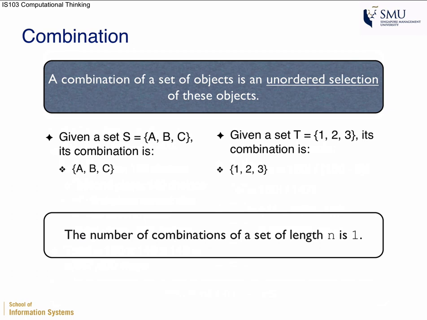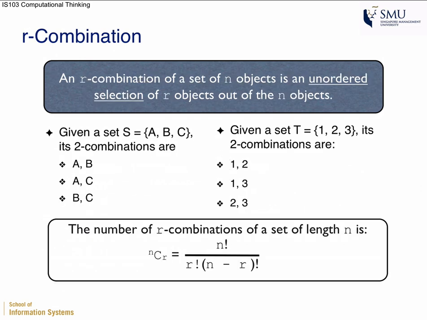Now, ABC or BAC or CAB, these are all considered the same combination because we don't particularly care about the sequence. In that case, for a combination of a set of length n, there is only one, which is the whole set itself. But again, sometimes we are interested not in the combination of all, but a combination of a subset. So then we have a concept of r-combination of a set of n objects. In this case, we are talking about an unordered selection of r objects out of n. So given a set S, A, B, C, the 2-combinations are AB, AC, and BC.